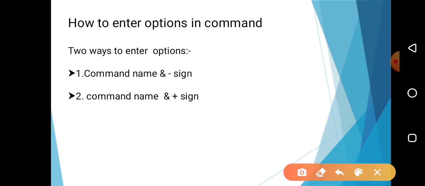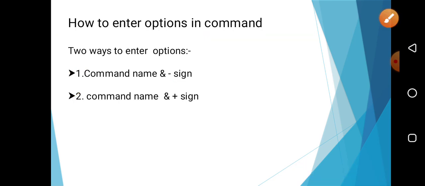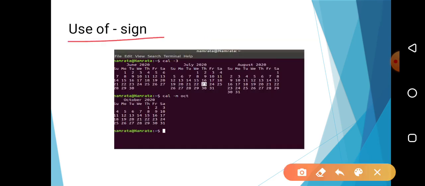Now the next is how to enter the different options related to a command. Suppose I want to enter a different option related to a specific command. How am I going to do that? So I am going to do that by using two options. The first option by using minus sign and the second option by using plus sign. Let's see one by one in detail. The first option, use of minus sign.